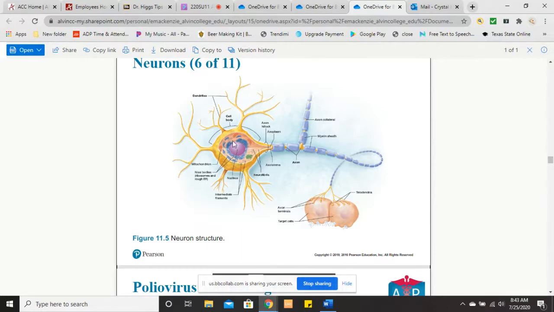And one more: it has organelles in it, like a nucleus and an endoplasmic reticulum. But guess what? The endoplasmic reticulum in your neuron also has a different name. It's called a Nissl body. It's really the rough endoplasmic reticulum. So if I were to ask, what does a Nissl body do? You know already. You know what a rough endoplasmic reticulum does. It helps to make protein.